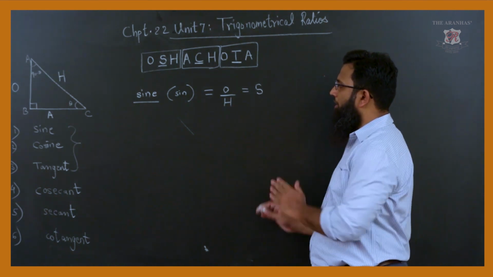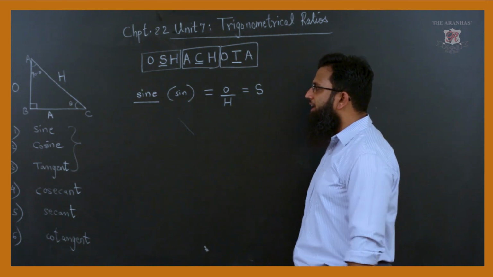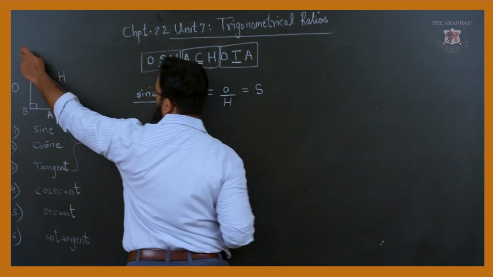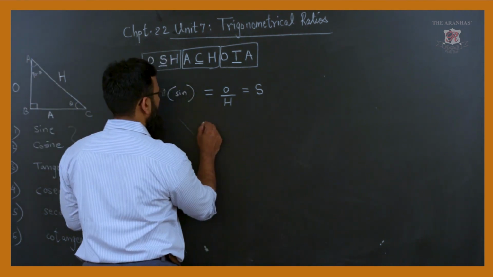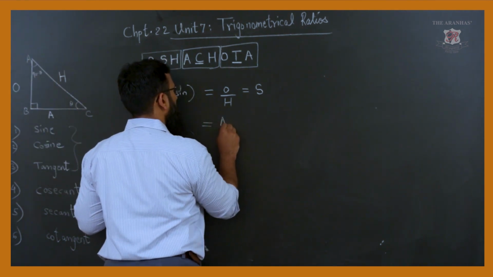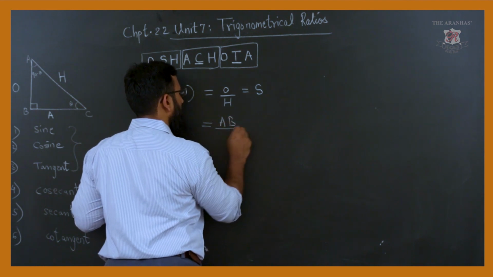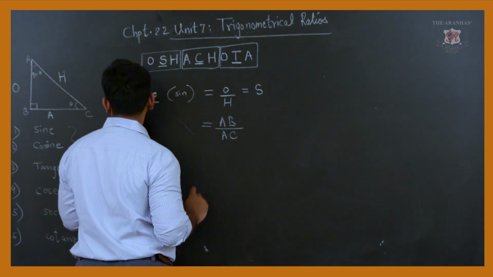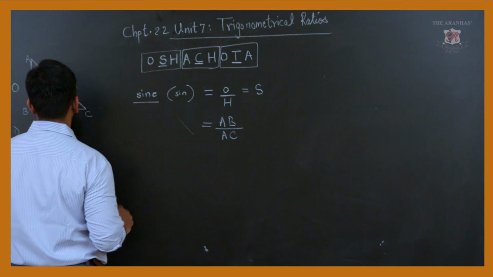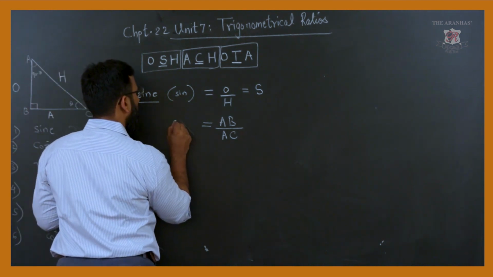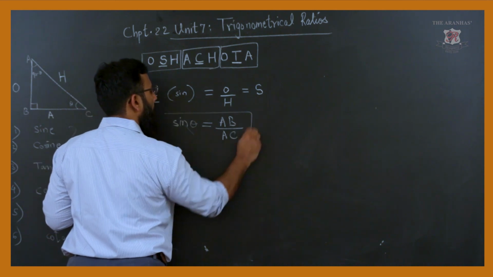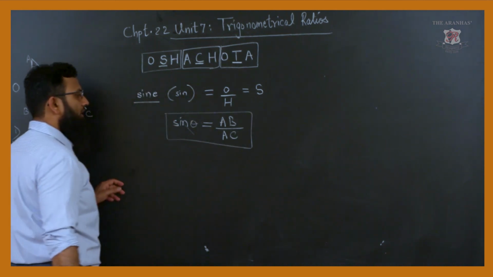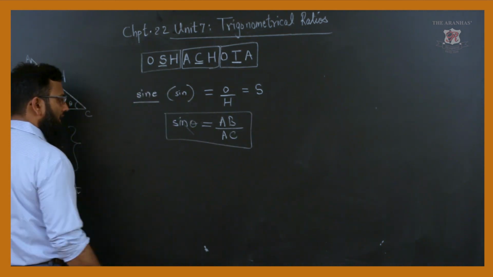This is how. Now let us write the side. So opposite is AB and hypotenuse is AC. So it will be AB upon AC for sine of angle theta, sine of angle theta.